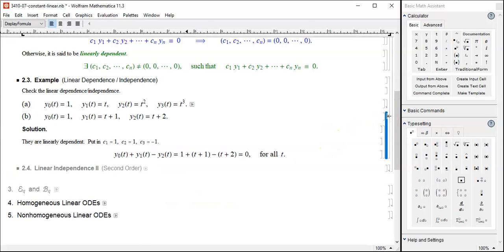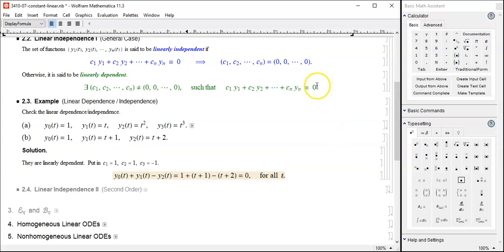How about the next example? That's different. If we have 1, 1, and negative 1, then we have identically 0. So it falls into the linearly dependent category there.